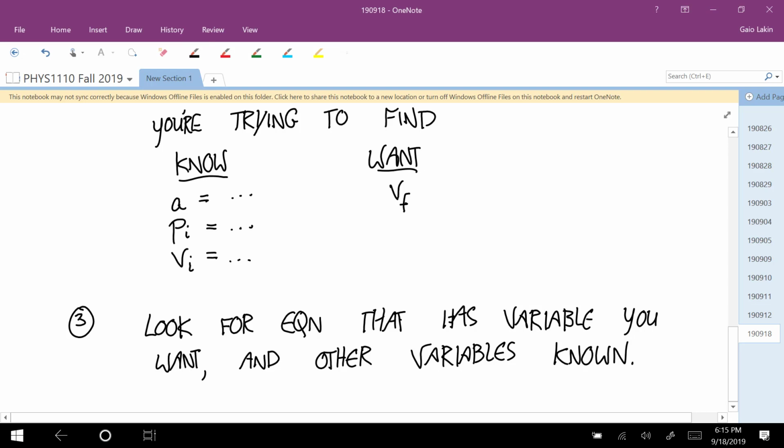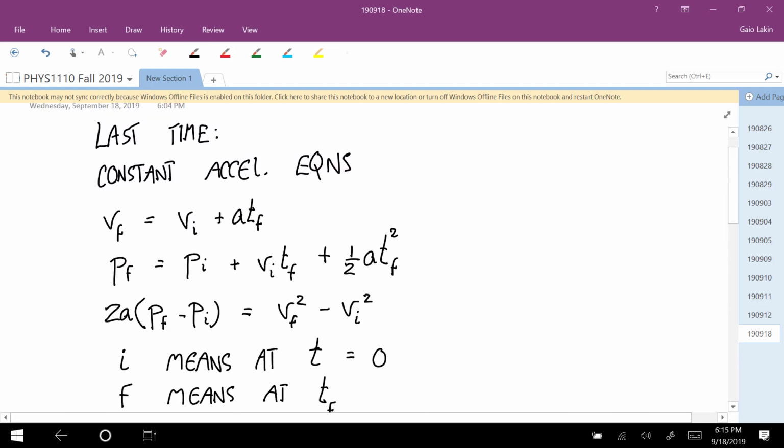So what's the deal with that? Look back at these equations. With any one equation, you can solve for a single variable, right? You can't use one equation to solve for more than one variable. So let's say we're trying to solve for V final in this first equation. That has to be the thing we're looking for, and it has to be in the equation. And all the other things in the equation have to be in the column of variables that you know. Otherwise, you can't do it.